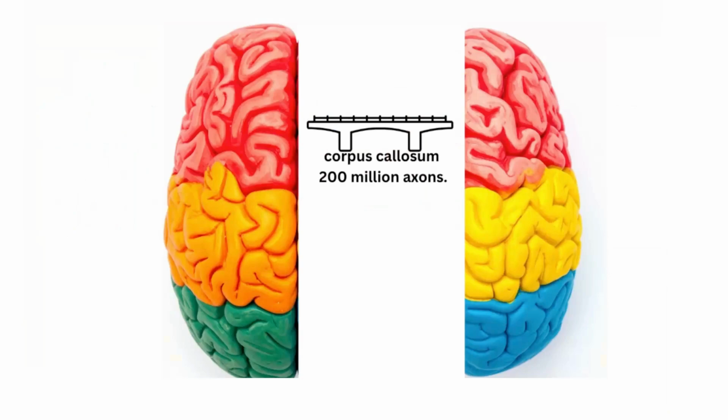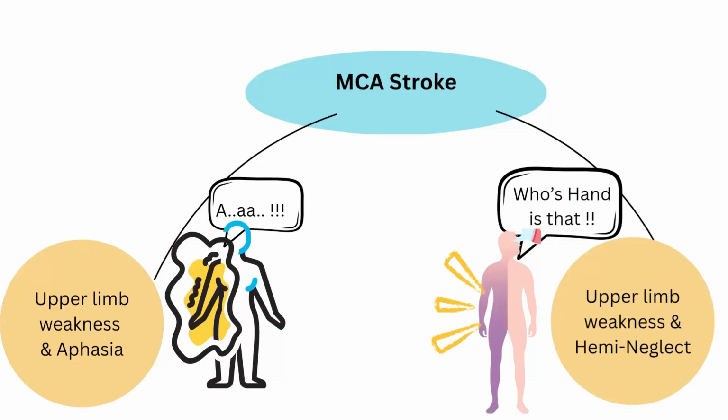Previously, we told that there are two hemispheres in the brain. So now let's talk about it. For example, in an MCA stroke clinical scenario, sometimes some patients will present with difficulty in talking. In another scenario, the same MCA stroke may present with hemi-neglect. That is nothing but the patient having difficulty perceiving one side of their body.